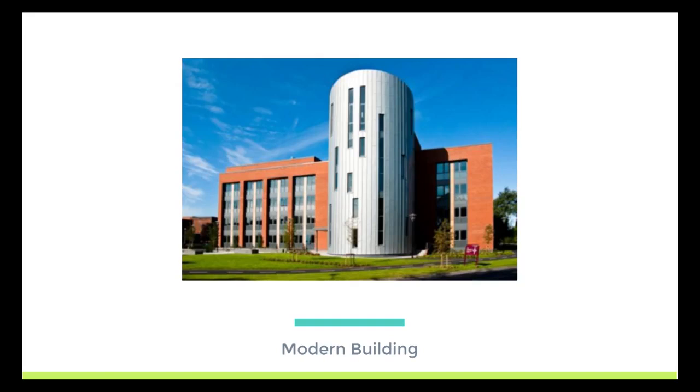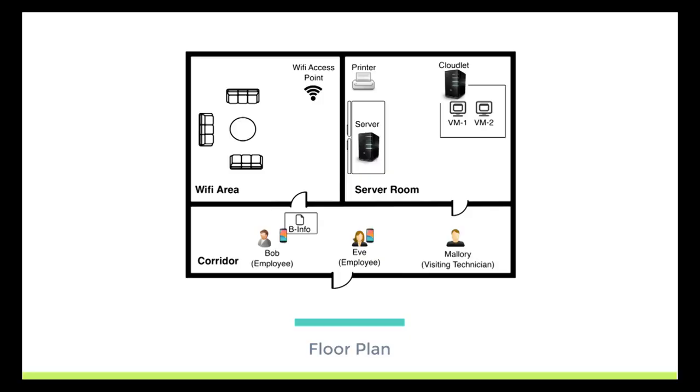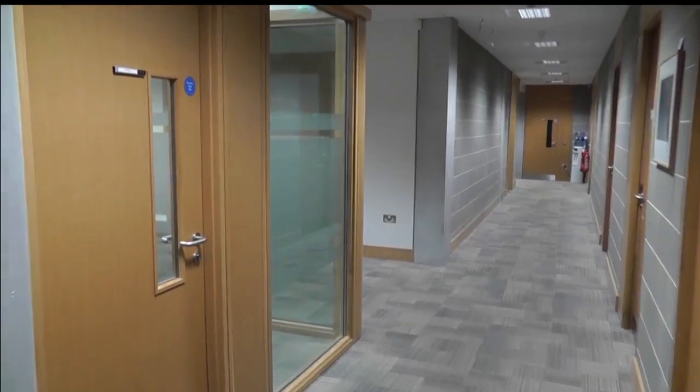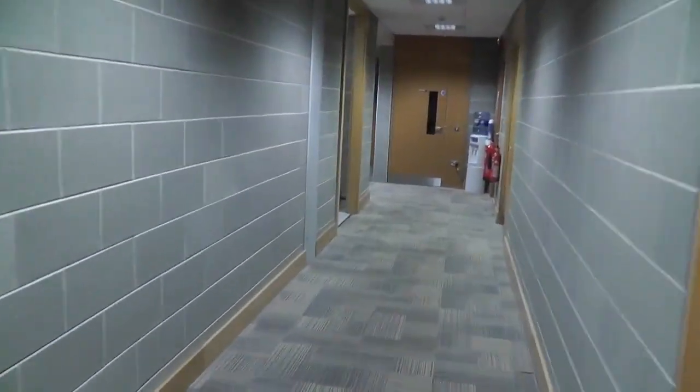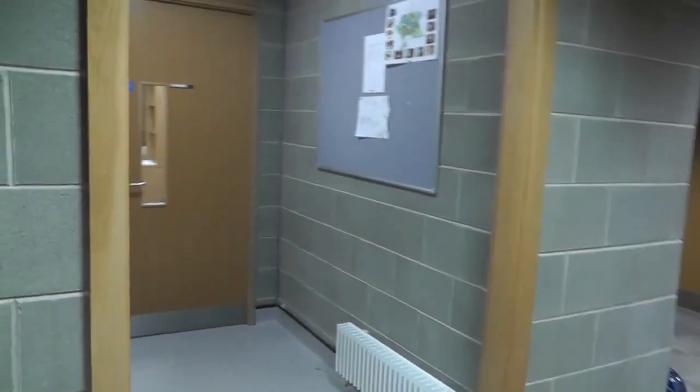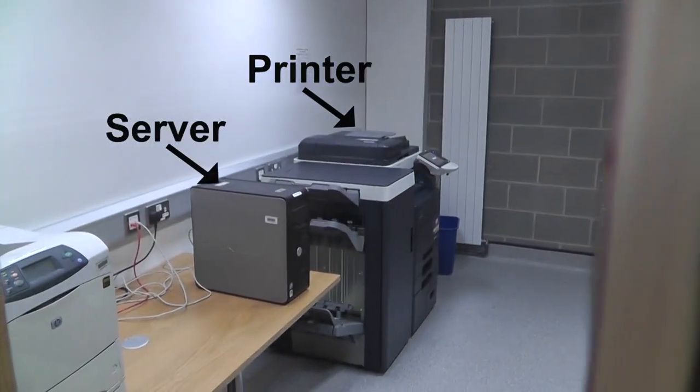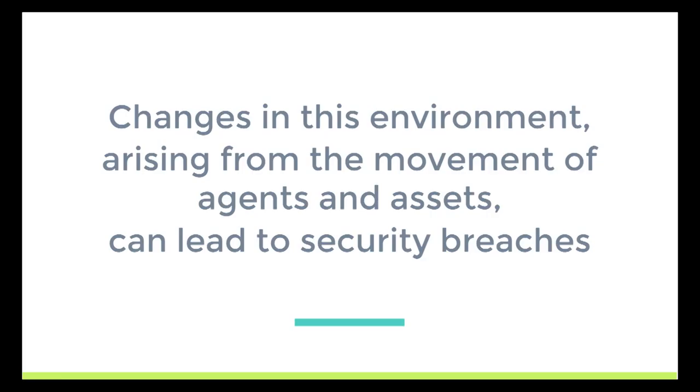Modern buildings comprise several areas containing valuable assets and agents. For example, here is a floor plan of a building comprising a corridor, a server room, and a Wi-Fi area. From the corridor, the Wi-Fi area is accessible, as is the server room, containing valuable equipment. Changes in this environment, arising from the movement of agents and assets, can lead to security breaches.